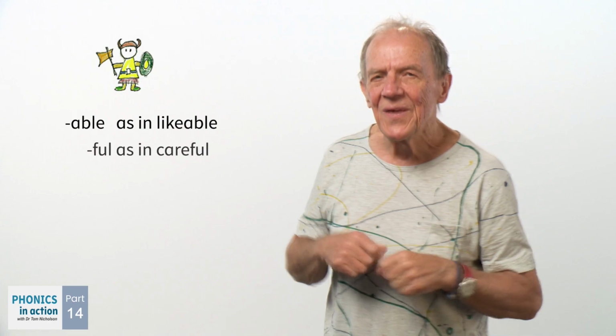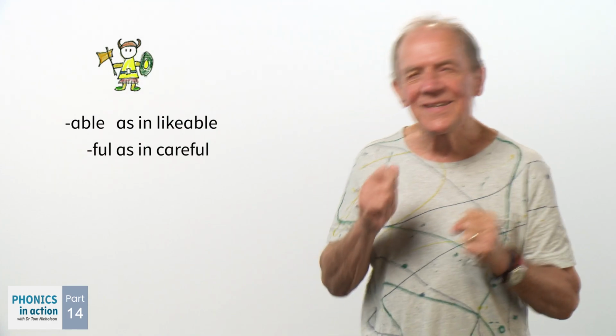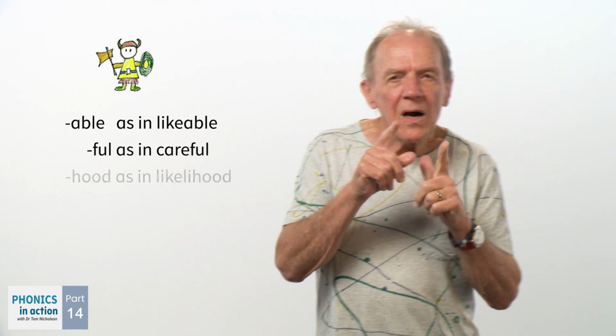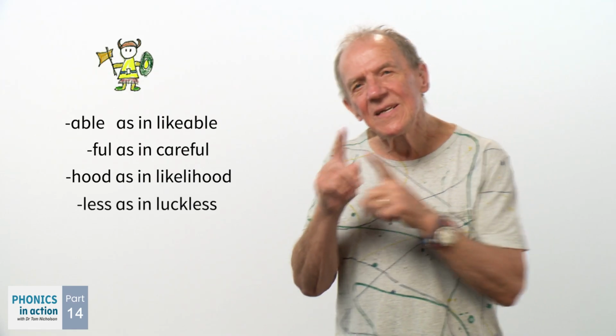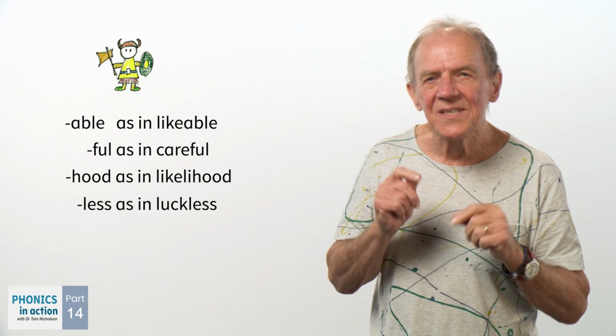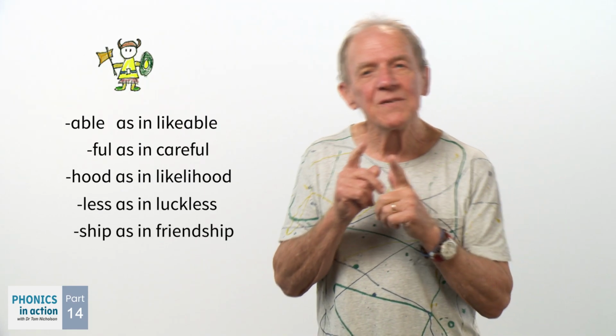They use suffixes to change the meaning sometimes, like able, as in likable, and ful, as in careful, hood, as in likelihood, and less, as in luckless, and ship, as in friendship. The Anglo-Saxon affixes like ed and s and ing are basic. We teach those very early on in the phonics program.